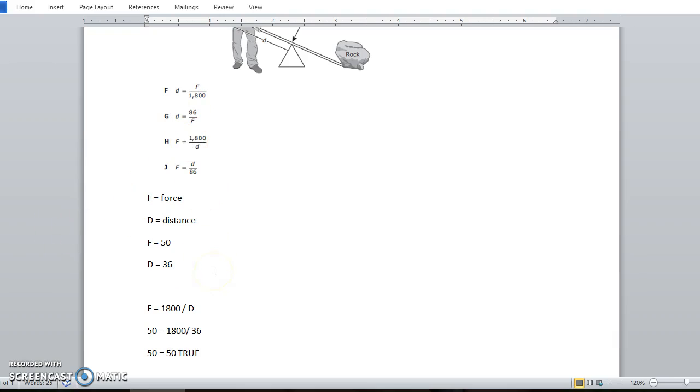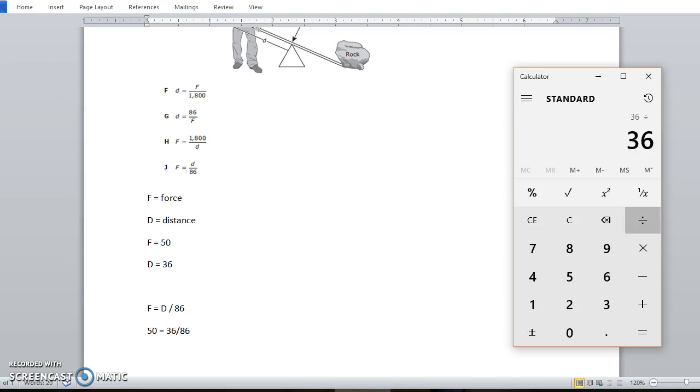But let's just double check J just to make sure. F equals D divided by 86. Plug in your clues. 50 equals 36 divided by 86. 36 divided by 86 gives us a decimal, so 50 does not equal this, so the answer is H.